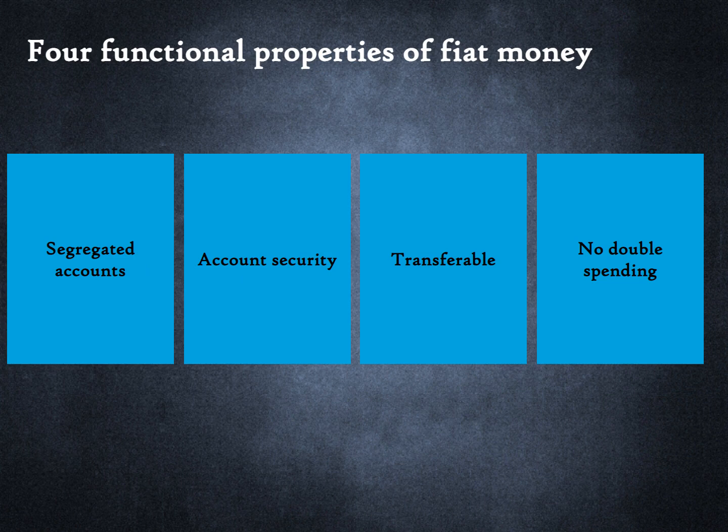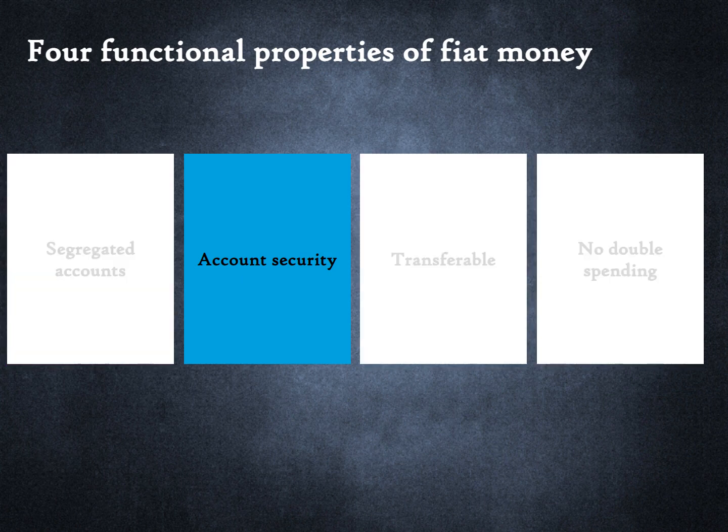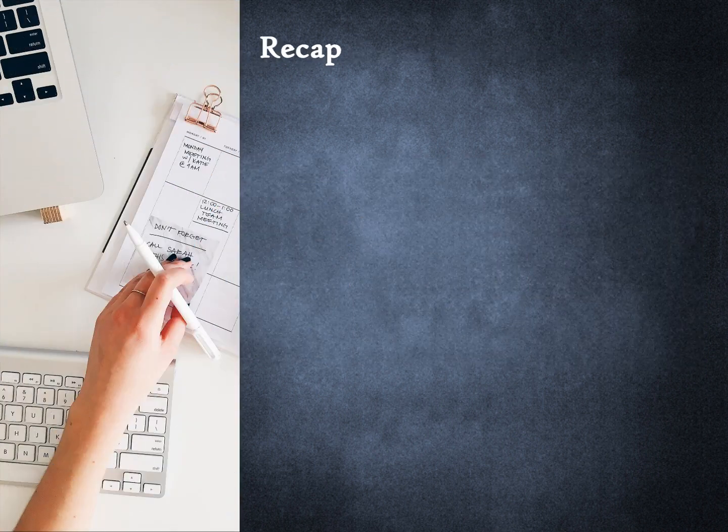We are currently learning the method by which cryptocurrencies mimic the second of the four properties of fiat money, namely account security. In the previous two lessons, we laid the groundwork for understanding digital signatures. In this lesson, we will cover digital signatures in detail. Before we delve into the mechanics of digital signatures, let us recap some relevant learnings from previous lessons.